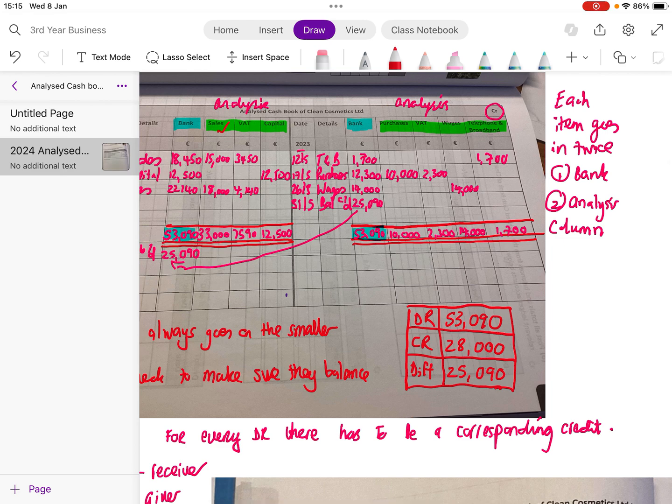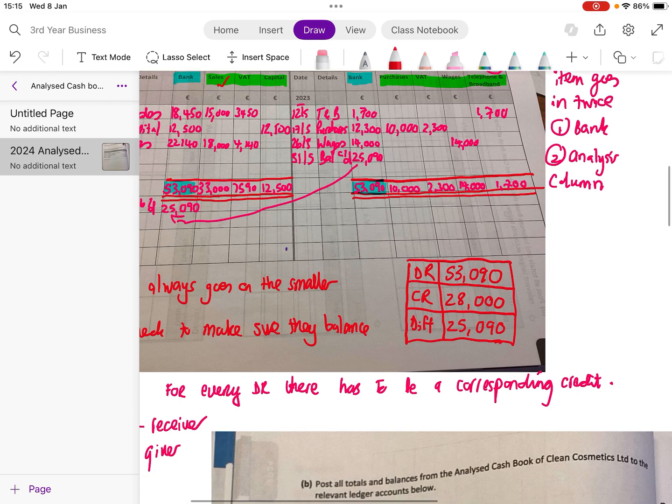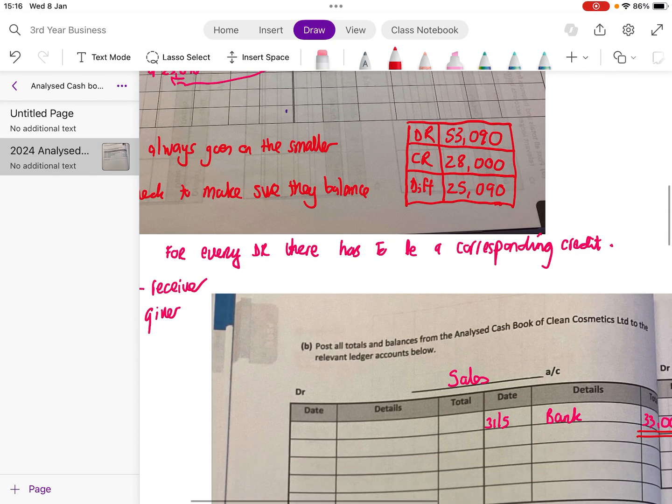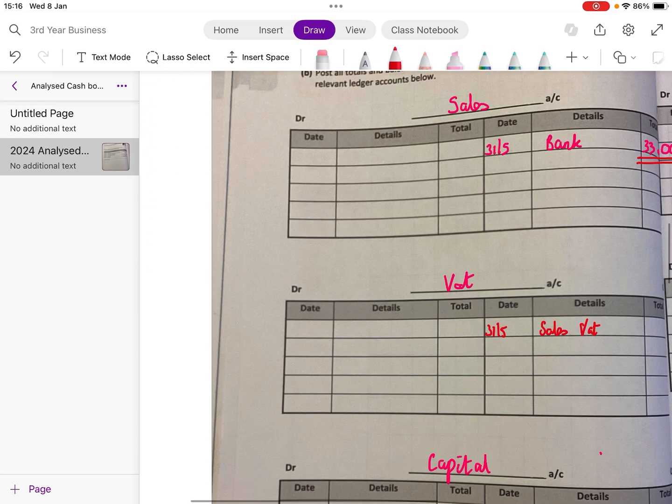The next thing I'm going to do is my VAT account. I have VAT on the debit side of my Analysed Cash Book. So that means that sales VAT is going to go on the credit side of my general ledger. On the 31st of the 5th, I have my sales VAT and it's 7,590. I should be really using my other colour pen for this, so bear with me. 7,590 is my sales VAT, okay?